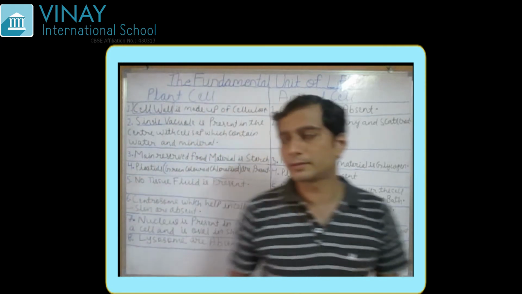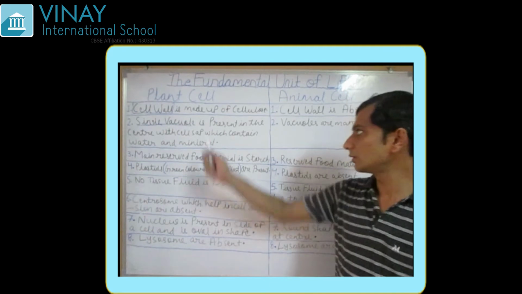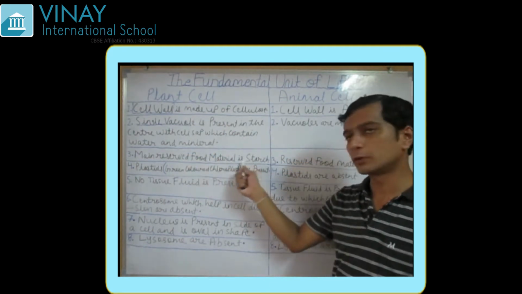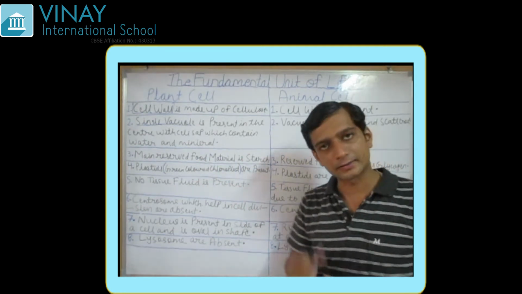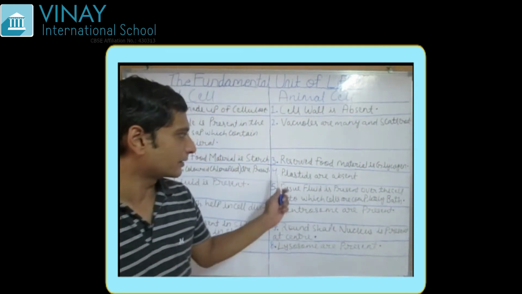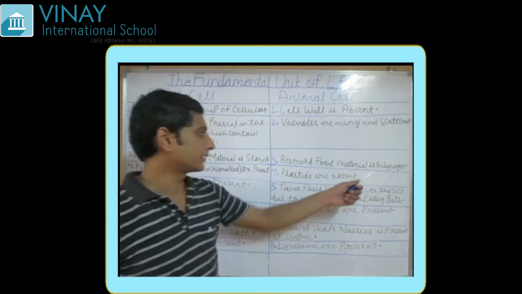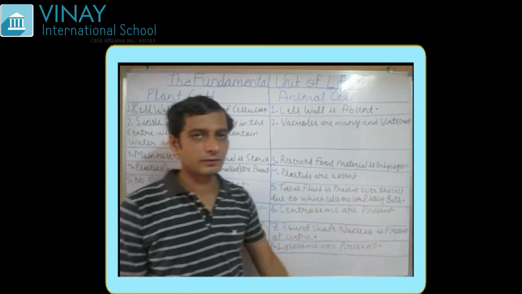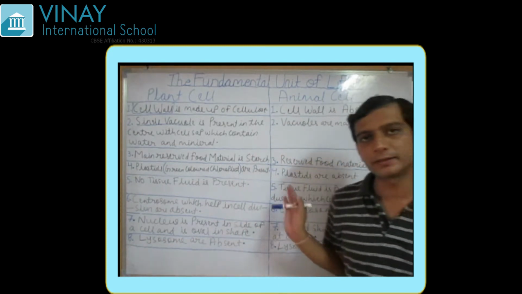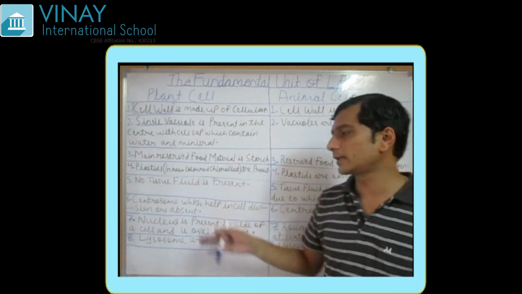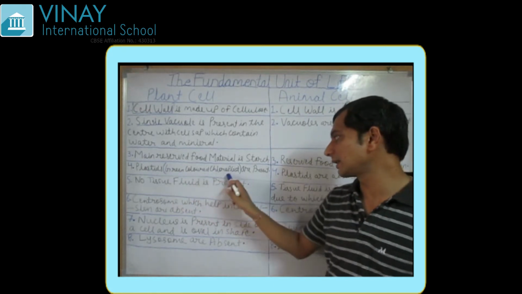Okay. So next, the main reserved food material is starch. So for plants, the main reserved food which is stored in the body is starch. But if we talk about the animal cell, here the reserved food material is glycogen. Okay, so this is a form of glucose, and this is a form of starch. Of course, they both are carbohydrates and they provide energy to the body, but they are of different forms. Plastids, green colored chloroplast.